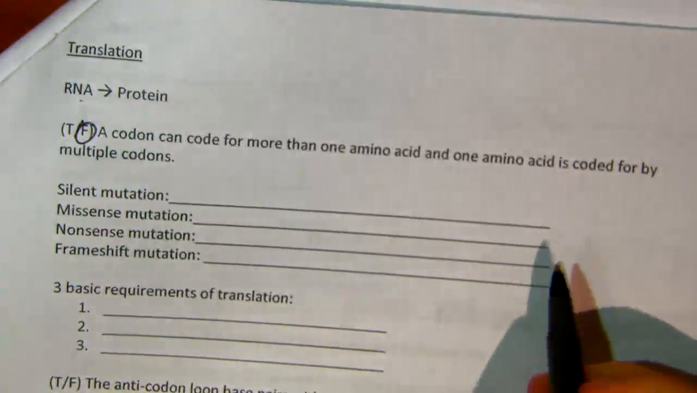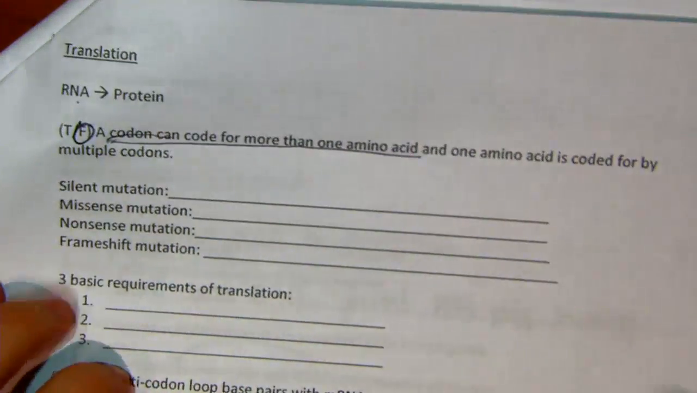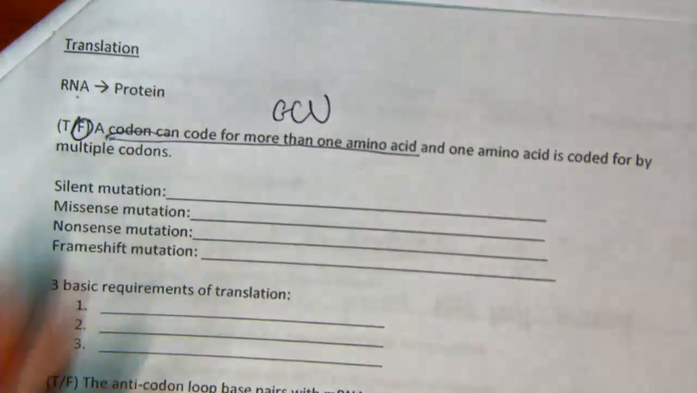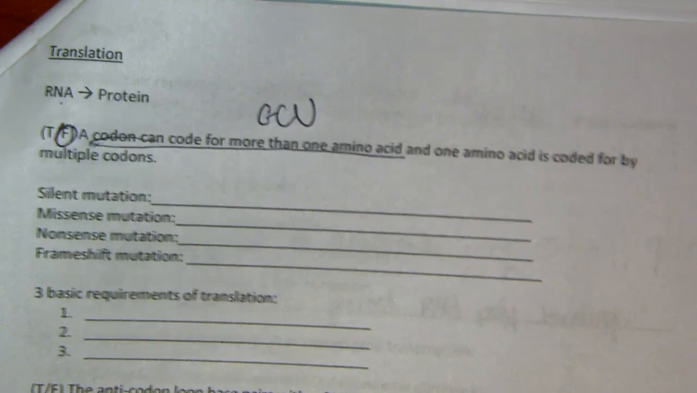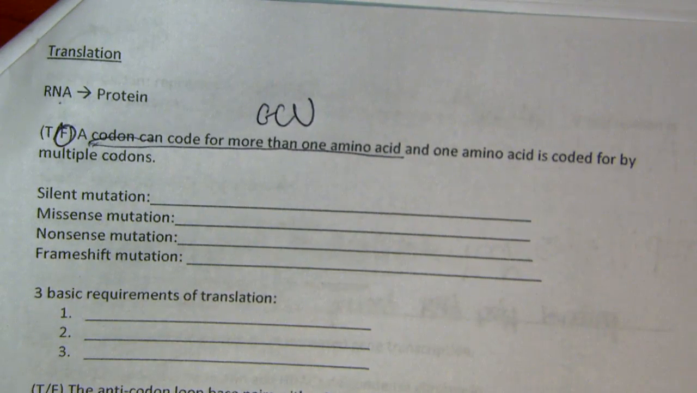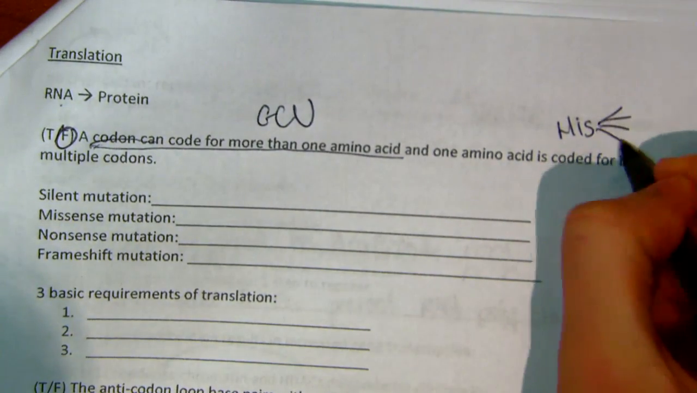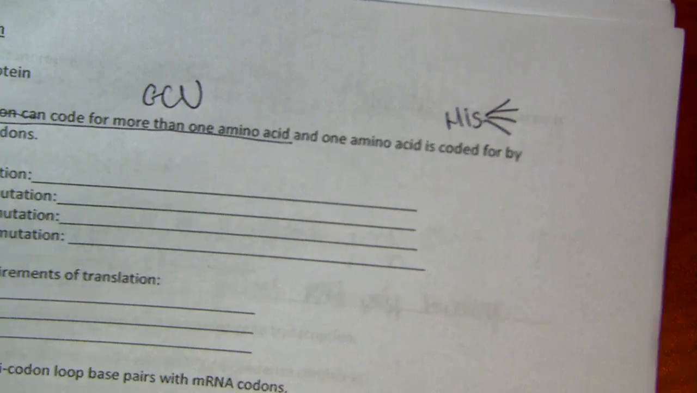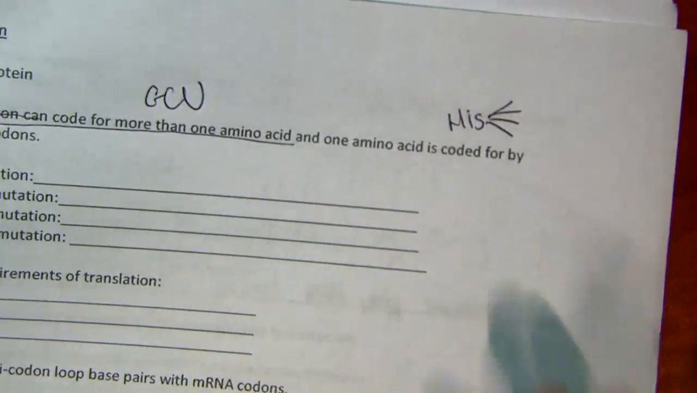The second half of that statement is true, but the codon cannot code for more than one amino acid. An example, something like GCU, that's not going to code for both histidine and glycine. It's going to code for one amino acid every time without fail. But it is true that something like histidine can be coded for by multiple codons. But that one codon is always going to code for that one amino acid. So that's why the genetic code is degenerate but not ambiguous. This is that reason.